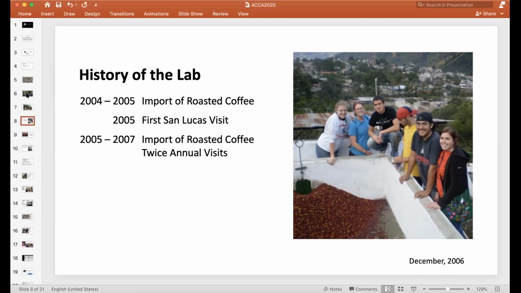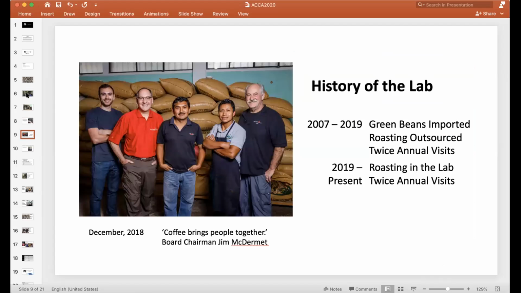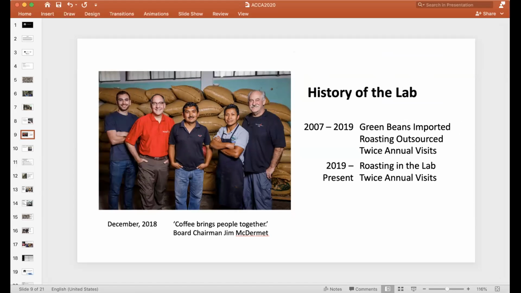So after that 2007 trip, we began to roast the coffee locally with small roasteries in the west suburbs. And we continued from then until COVID came along. There was a trip during winter break and a trip during summer break. And that period was the longest in the history here, 2007 to 2019. And I'll turn to Jerry, and we'll talk a little bit more about how we changed from there.